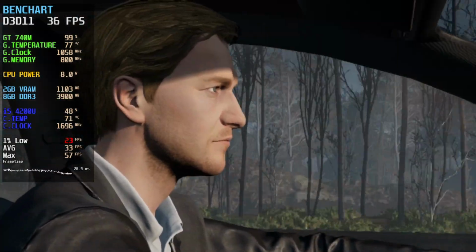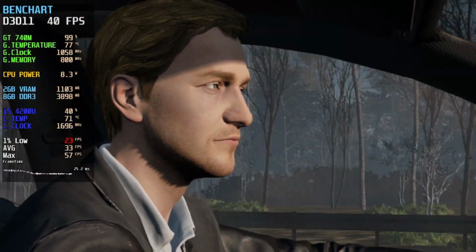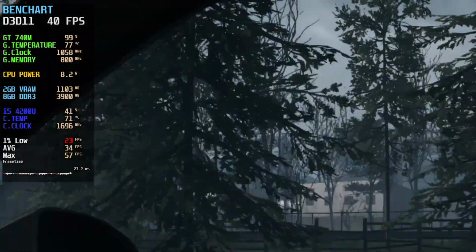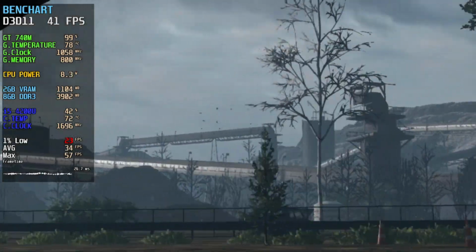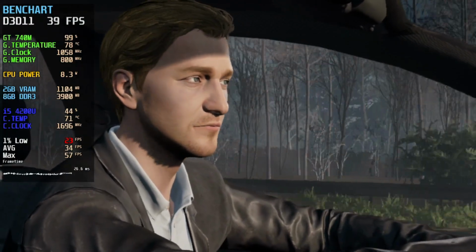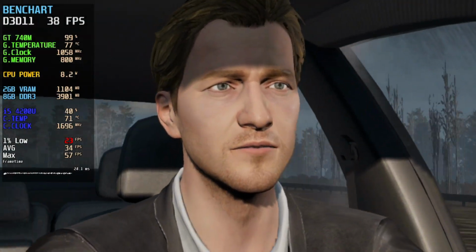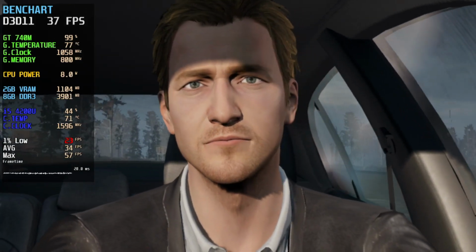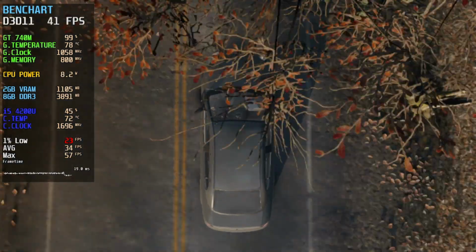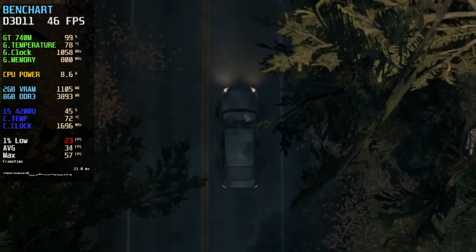Yes, it's 720p low settings. Yes, we are using resolution scaling. Yes, we are using low settings. And yes, it does drop below 30 frames per second. So it's not perfect, but it is super playable. And the intent and purpose of these games, aside from playing, is to tell a story. And you can actually go from beginning to end with this graphics card.